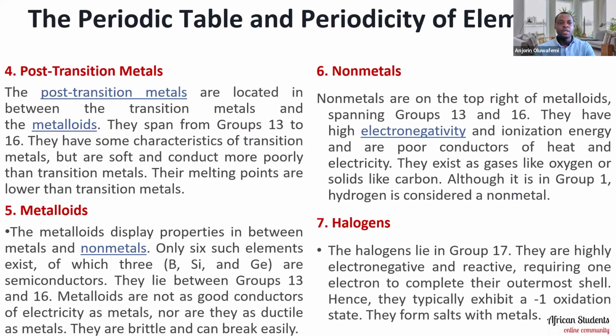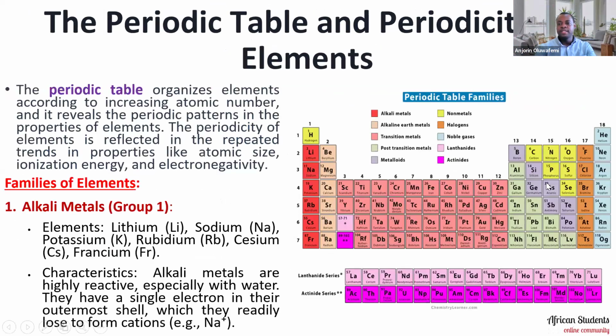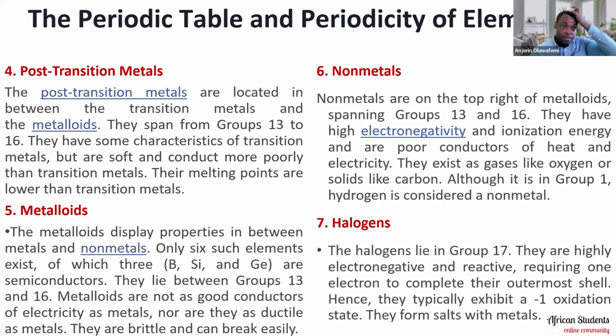So let's move along now and talk about the post-transition metals. That is the elements that occur after the transition metals. And if you look at it closely, the elements are from group 13, 14, 15, 16, 17, 18, like that. Those are the post-transition metals. The post-transition metals are located in between the transition metals and the metalloids.